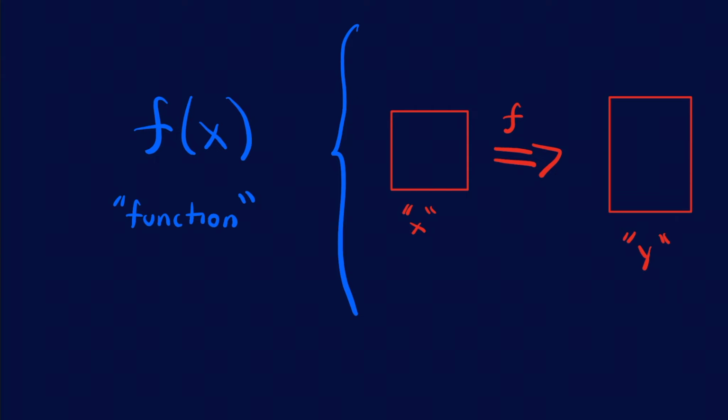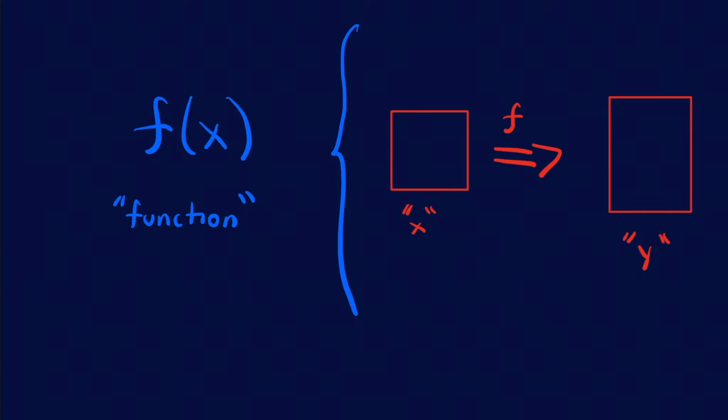Now, you might have heard of something called a relation before, and this is the difference between a function and a relation. A relation is simply the relationship between x and y values, but a function is a specific type of relation where each x value has a distinct y value.